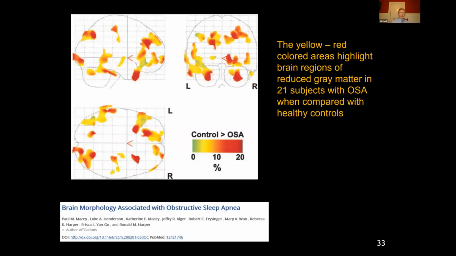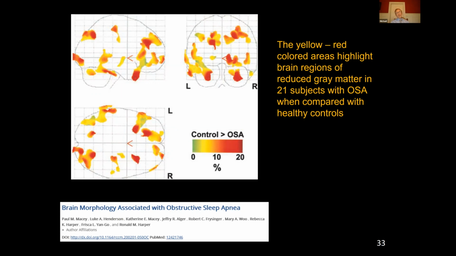But let's go back to this paper from 2002. And what the group did is, at that time, they did not have three-dimensional reconstructions. So they created these glass anatomical maps and would draw the picture of the brain and then overlay on top of that the T1 images and then physically draw out the differences between healthy controls and the sleep apneas. And what we're seeing here is that the yellow-red areas highlight brain regions that have reduced gray matter in persons with sleep apnea compared to healthy controls.